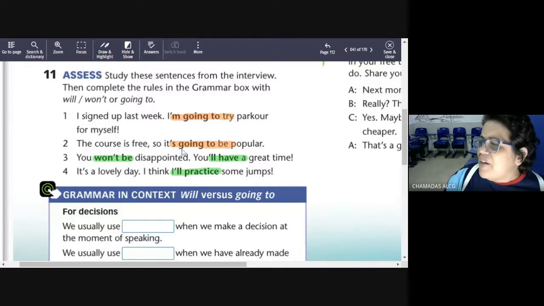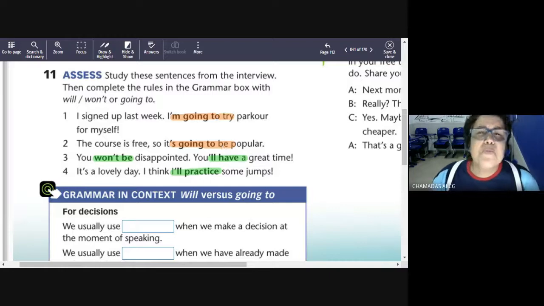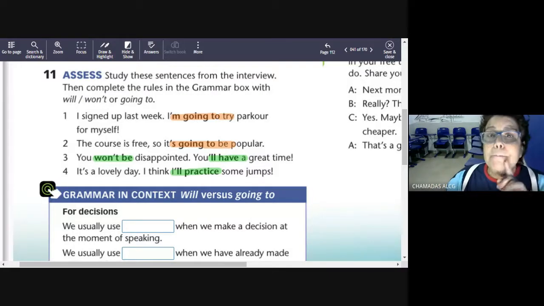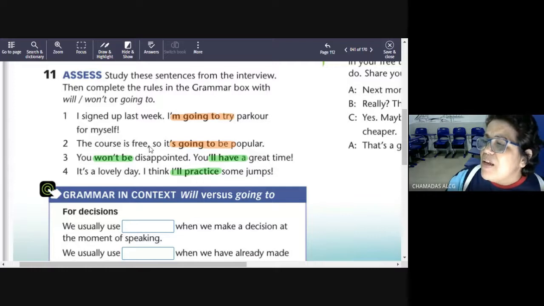I'm saying here that if the course is free, it's a conclusion. Everybody is going to try it, or most everybody, because it's free, so it's going to be popular. I'm making a kind of prediction, right? I'm predicting the future, but I have evidence. This is the evidence, and that's why I'm saying that it's going to be popular, okay?